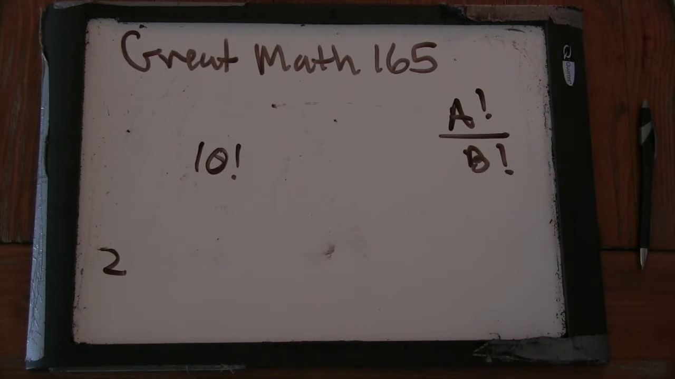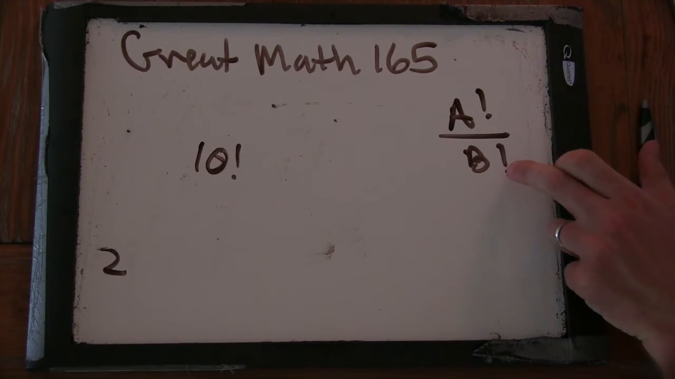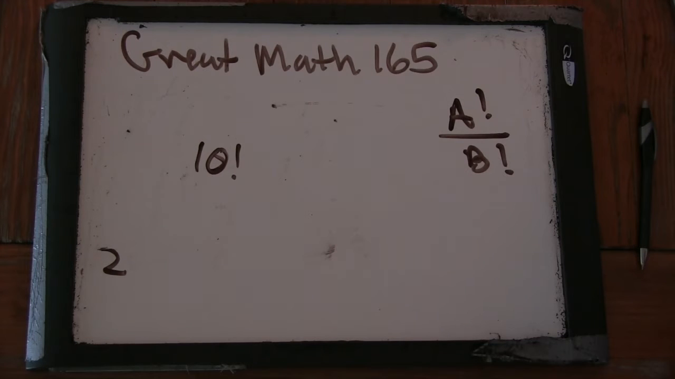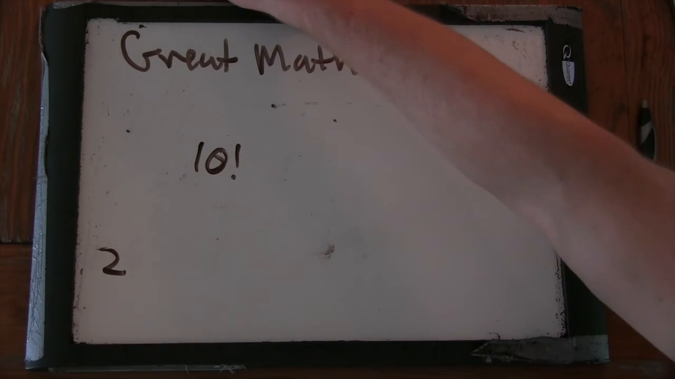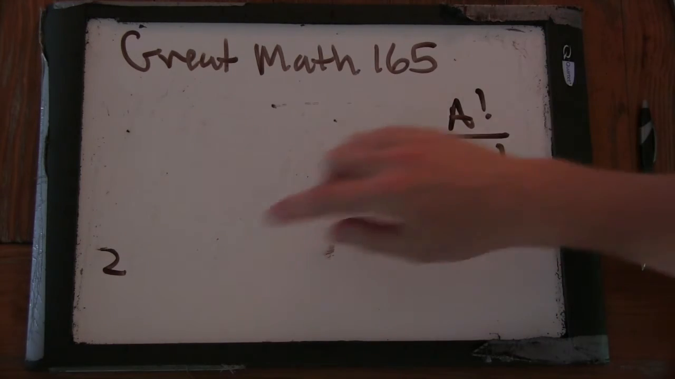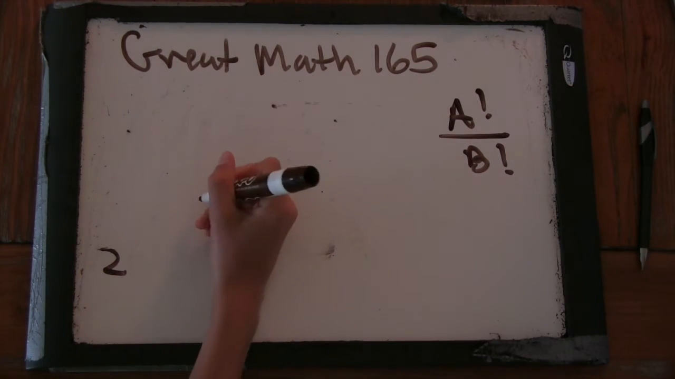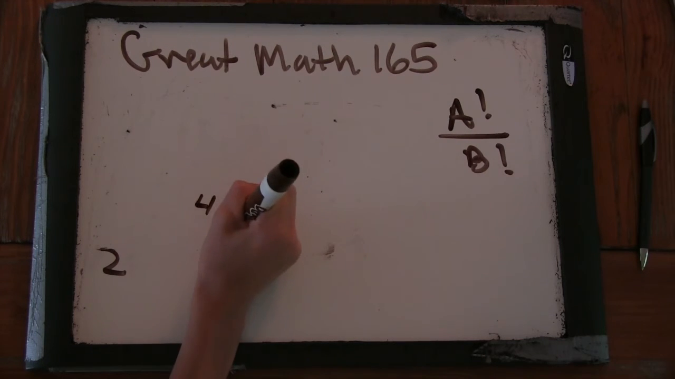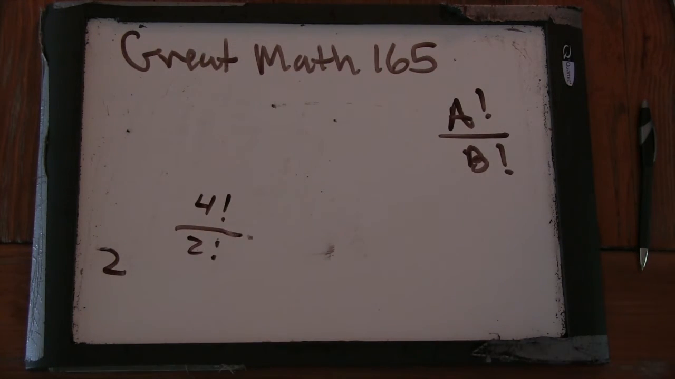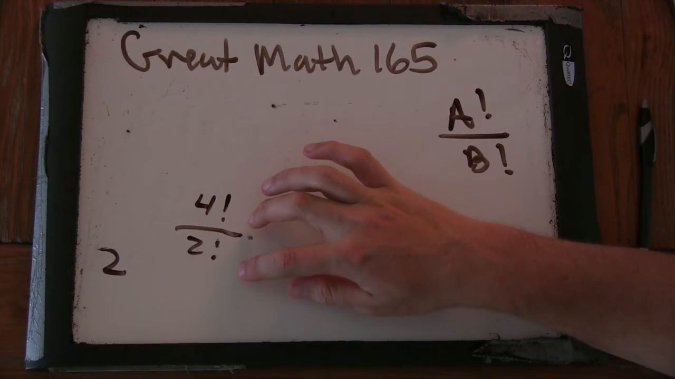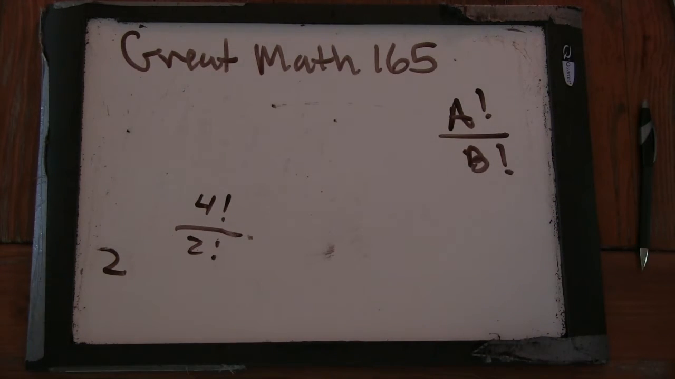Okay, so let's go back to the beginning. We're trying to look at a factorial over b factorial and find something that's a multiple of 4, but not a multiple of 8. I want you to try, you've already found one where the difference was 2. It was 4 factorial over 2 factorial, which was 12. See if you can find one where the difference is 3.